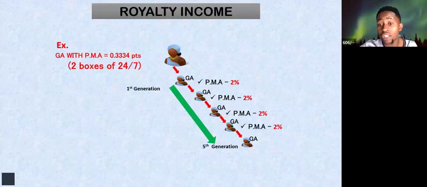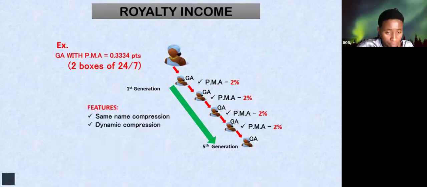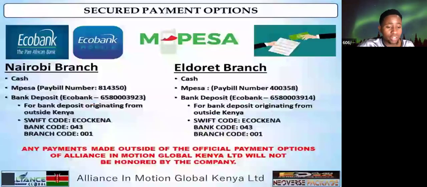If all the global ambassadors complete their PMA every month, he makes another extra 2% in Stairstep, Uni-Level, and UPP. Same dynamic compression. Okay, perfect. So that is the end of our technical training.